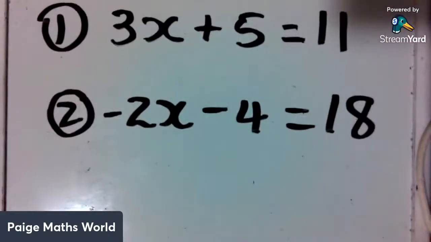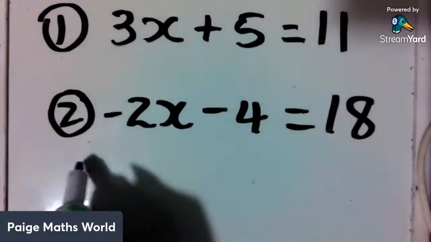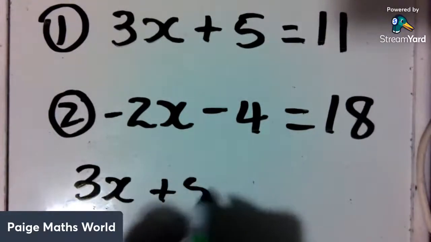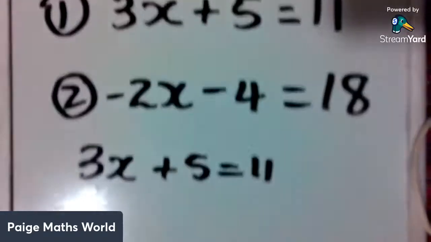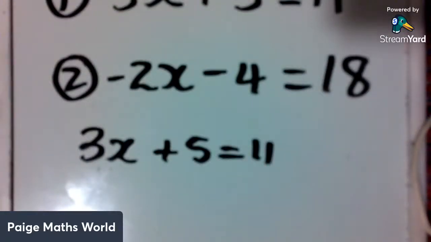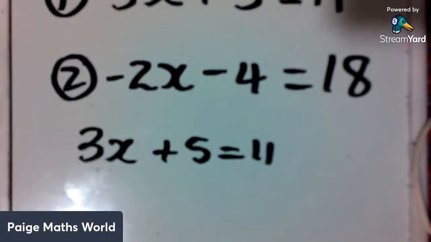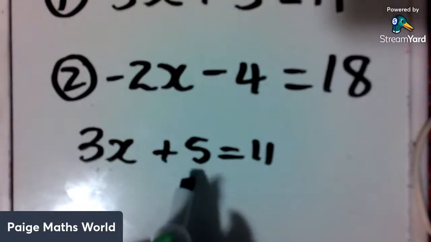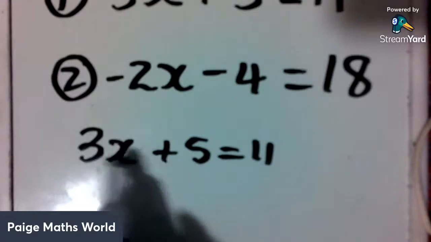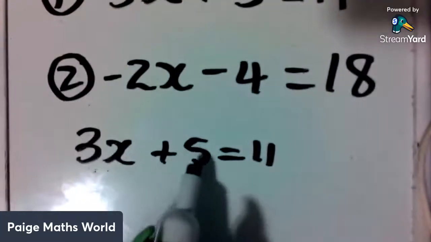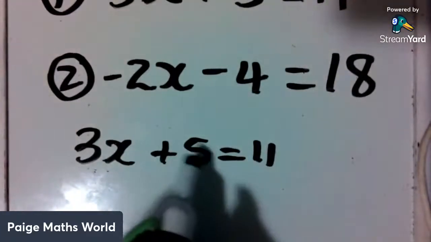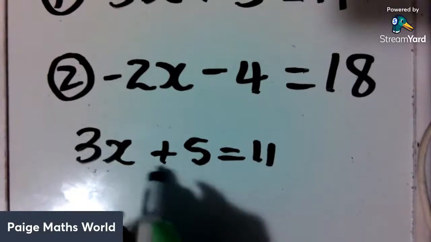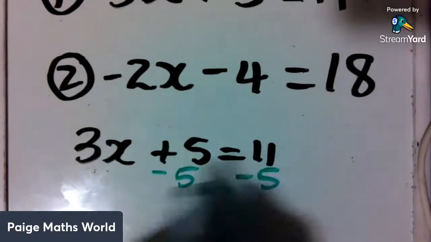So number 1 says 3x plus 5 is equal to 11. I'm going to write it down here. And we want to get x by itself. So again, we have to get rid of the bodyguard. In order to get rid of the bodyguard, we look at what operation is happening here. We realize we're adding 5. Because remember, that's our couple. We have to get rid of the bodyguard first. And so this is an addition of 5. So we have to subtract 5 on both sides.